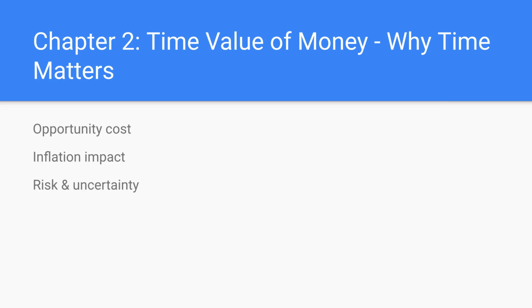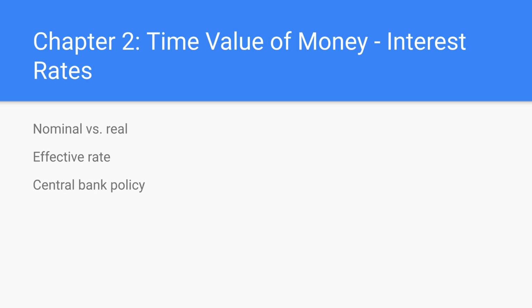Chapter 2 covers the time value of money. Time matters because of opportunity cost, the impact of inflation, and the presence of risk and uncertainty. We explore interest rates, distinguishing between nominal versus real rates, understanding the effective rate, and considering central bank policy.